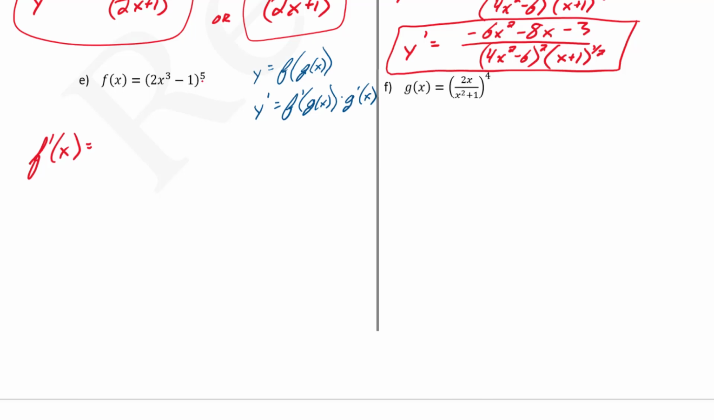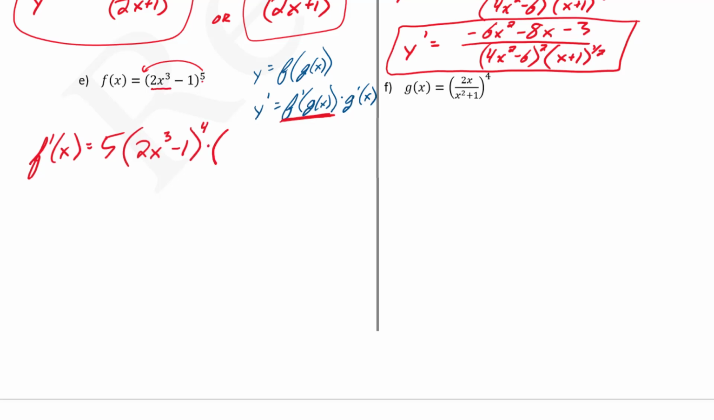The 5 is going to move out front as a coefficient, just doing the power rule portion. My base is going to stay the same, so 2x cubed minus 1. The new power on that, though, is now a power of 4. So that so far I've taken care of this f prime of g of x. So notice the inside part did not change. And now I'm going to do times the derivative of the inside part.